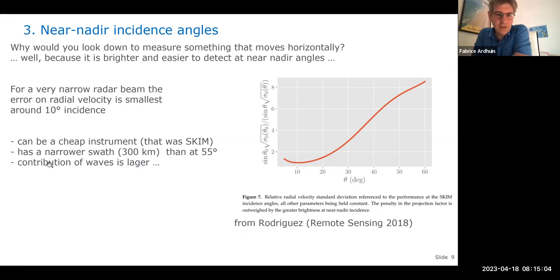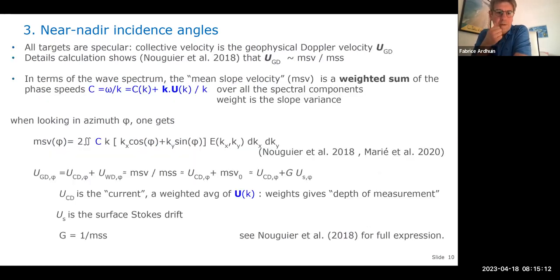There's another caveat when you look at near-nadir incidence, which is that the wave contribution to the measurements is actually larger. And I'll explain that right now. For near incidence angles, we can have a very nice theory for what the phase speed should be of the different waves contributing to the signal. I'm not going to go through all the details, and this slide is already pretty busy, but it's all discussed in the paper by Nguyen et al. 2018.